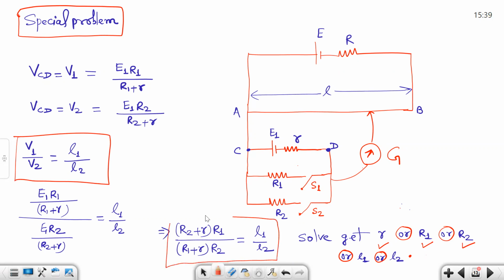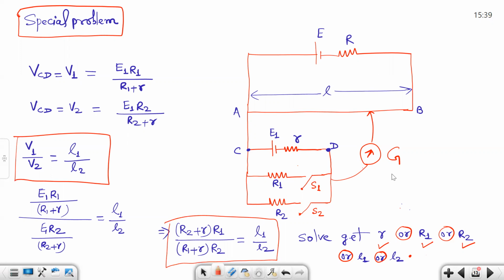Now you can see from this result, there are unknowns R2, R1, small r, L1, L2, and you have to find any one unknown at a time. Generally, small r is the unknown. In most of the cases, you will face small r. You have to find small r, and the values R2, R1, L1, L2 will be given in the question. So by using this expression, you can calculate the unknown small r, or sometimes it may ask R2 or R1 or L1 or L2, etc.